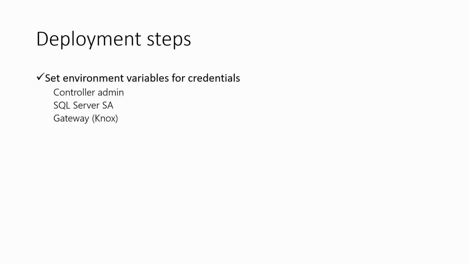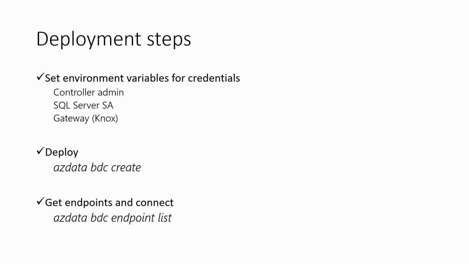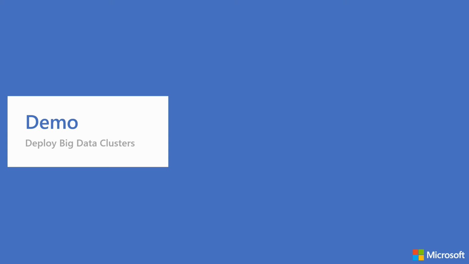Lastly, we just need to set the credentials for accessing the external endpoints in the cluster, and then issue the BDC create command to start the actual deployment workflow. And upon deployment completion, you would probably want to connect to the BDC services, and we are providing a convenient API for you to list all the endpoints available in the cluster that you can use to connect to the services in the big data cluster. Let's actually see how this works with a short demo.